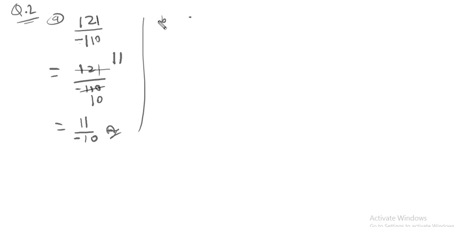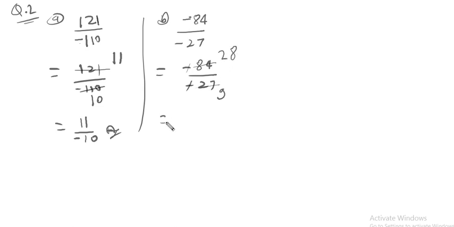Now come to the point B. This is minus 84 upon minus 27. So here you can cut the minus. This minus will cancel out and cut this down by 3. 3 9s are 27 and 3 2s are 6, 2 remaining, 24, it will become 24. So 3 8s are 24. So here your answer is 28 upon 9.